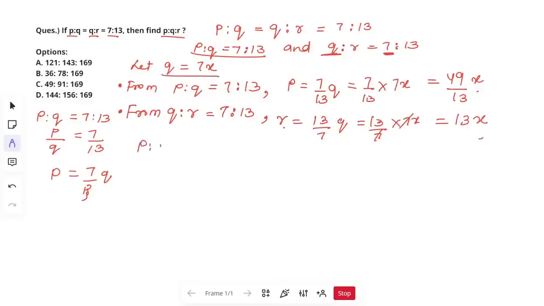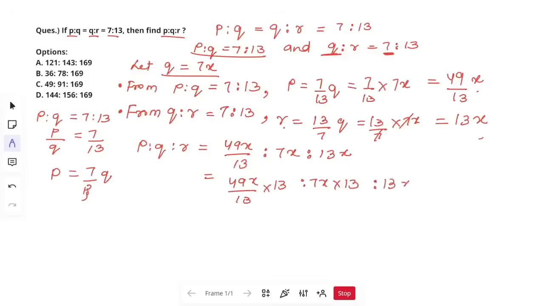Now let us substitute all these values. So P is to Q is to R, we can write 49x by 13. This is the P value which we have got. Next value is Q, which is 7x, which we have assumed, and the R value that we have got is 13x. Now we will simply multiply 13 with all three values to simplify further. So 7x into 13 and 13x into 13. Here the 13 gets cancelled out, this will be 49x, then 13 into 7x will be 91x, and 13 into 13x will be 169x.